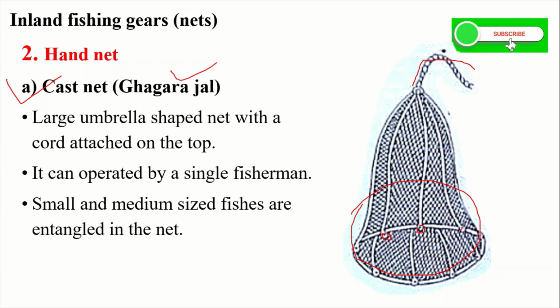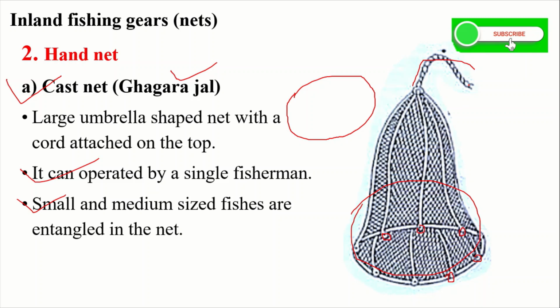On the margin of this wide opening or mouth, some weights are attached and fixed along these margins, due to which the net can be spread on the water surface. It is operated by a single fisherman, and small and medium sized fishes are entangled in this type of net. It can be thrown on water and spread on water, and this has to be done very skillfully. At the time of spreading this net, the rope of this net is kept in one hand, particularly the left hand.